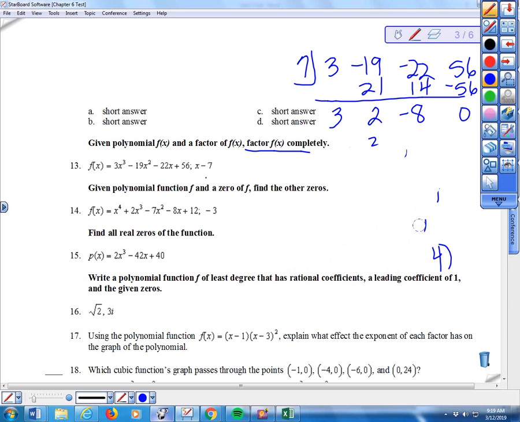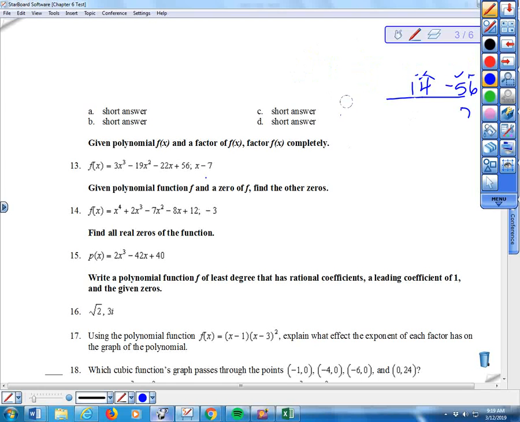Next one, we were supposed to find all the zeros. This is a fourth, so I know, and I gave you the hint. I said you have to do it twice, and then you factor or use the quadratic formula with what's left. So I've already been given 1, negative 3. I have to remember to look for placeholders. I don't need any. So that's 1, 2, negative 7, negative 8, and 12.